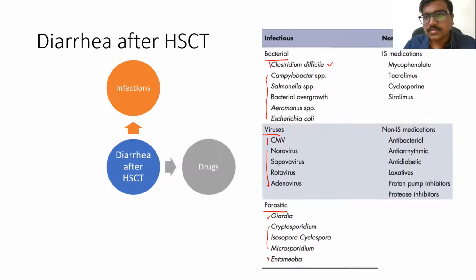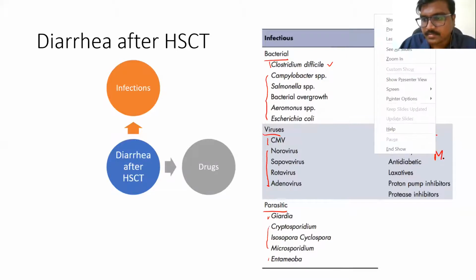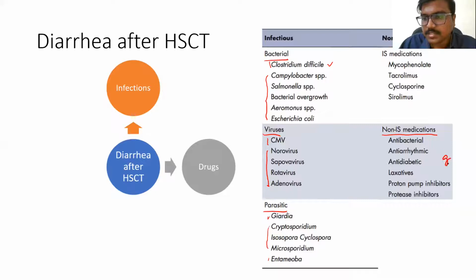Next, we have to look at what the patient is receiving. We often ignore the non-immunosuppressive medications, which could be a culprit. Even antibiotics, antidiabetics, laxatives and even magnesium. The patient can be on magnesium. All these drugs can lead to diarrhea, and they should also be considered prior to getting the patient extensively investigated.